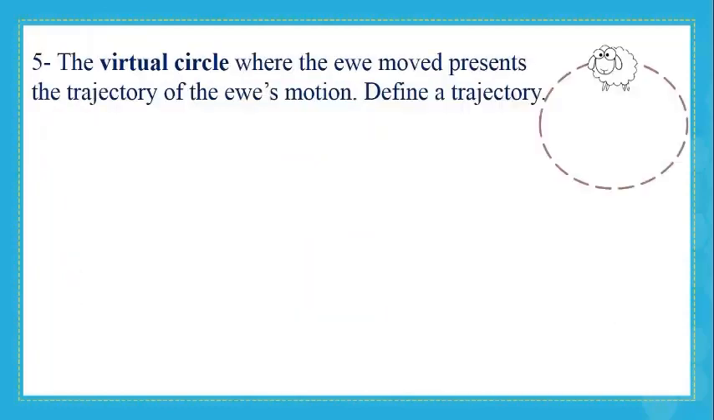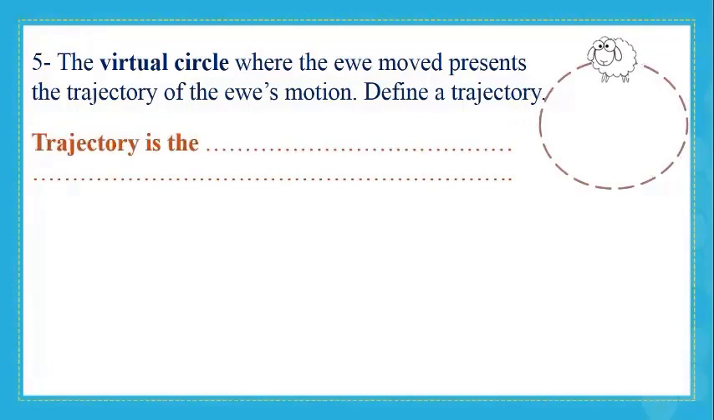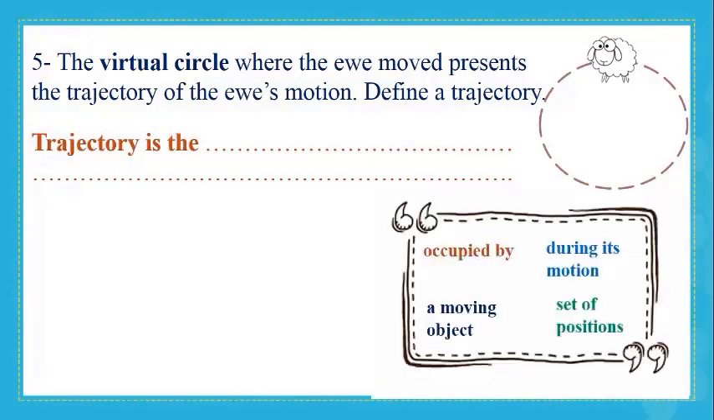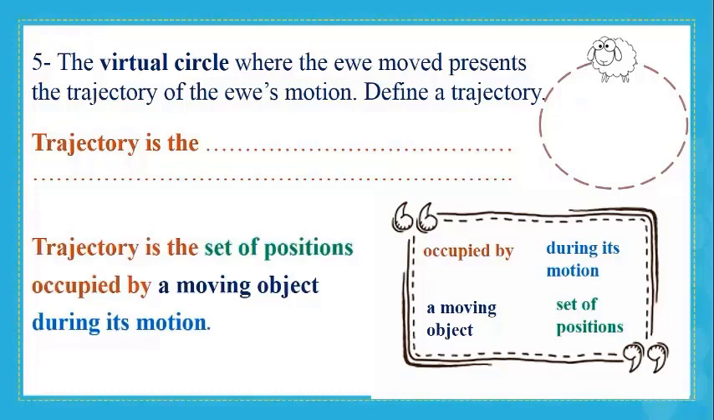Let's go back to number 5, worksheet 1. The virtual circle where the U moved represents the trajectory of the U's motion. Define trajectory by arranging these terms in one sentence. So, trajectory is the set of positions occupied by a moving object during its motion.